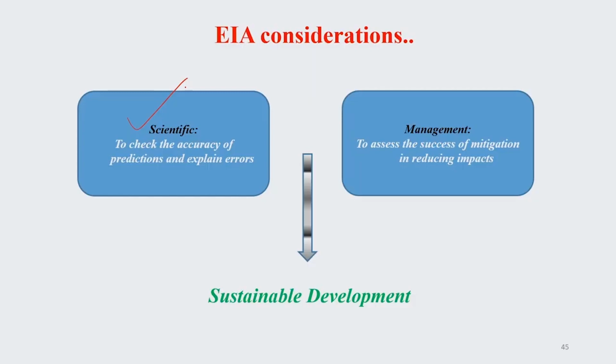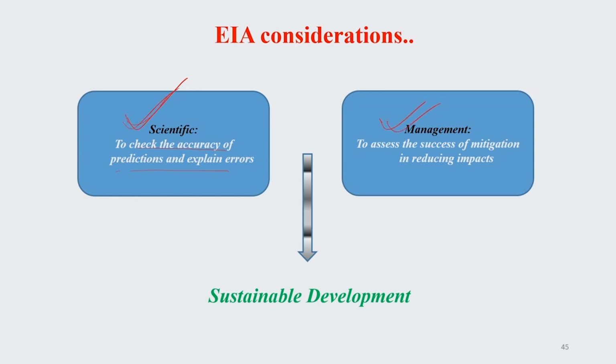So, the considerations: we have mainly two sets of consideration. One is scientific consideration, where we need to check the accuracy and prediction and also explain the errors. So, accuracy of the information and data analysis, and also minimizing the error, is the first consideration under scientific consideration. Second is management considerations.